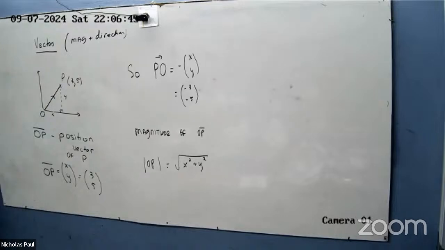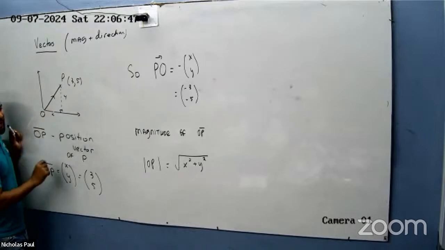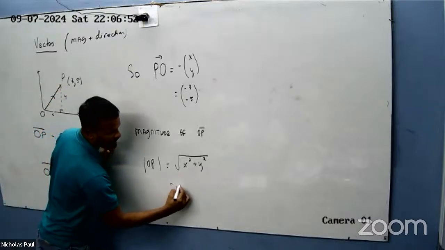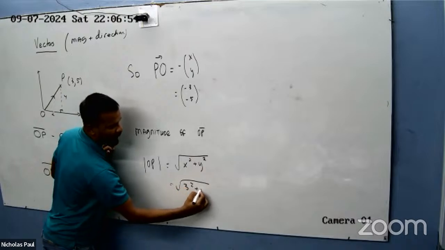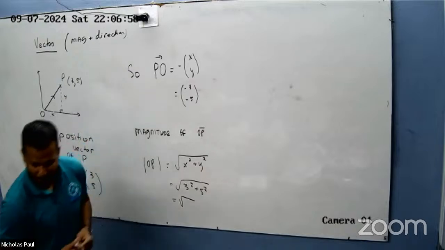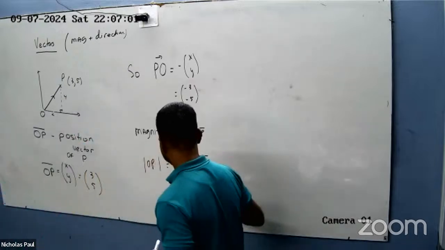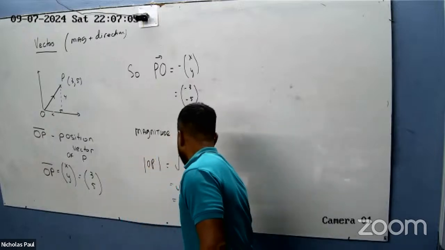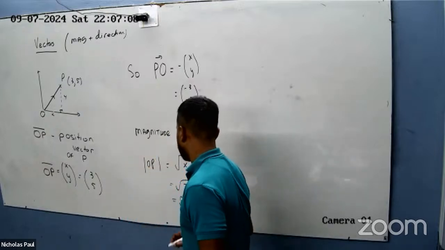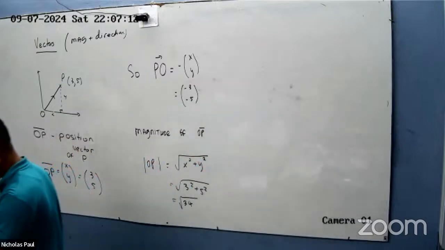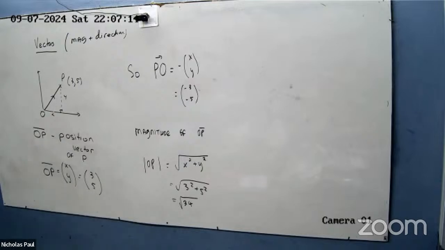So now we have magnitude and direction for this particular point. Look at this a minute. Square root of 3 squared plus 5 squared. How much is that? Square root of how much? Copy that out. So now we know how to represent the vector.